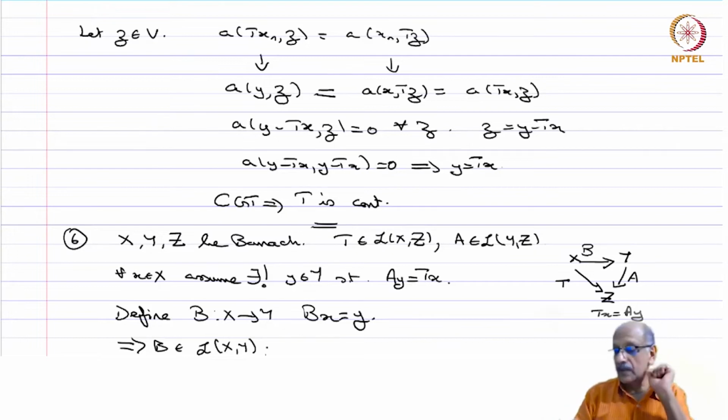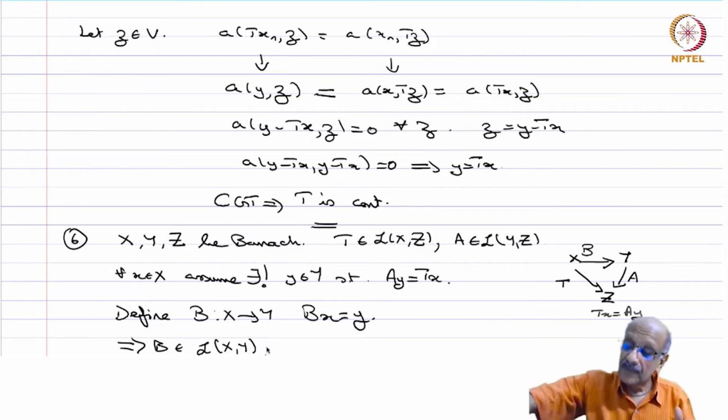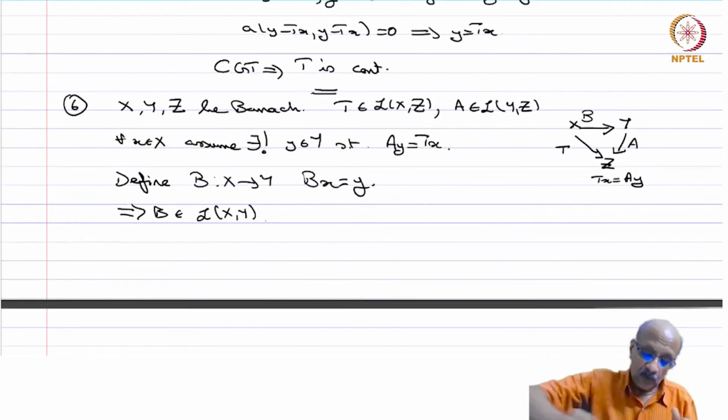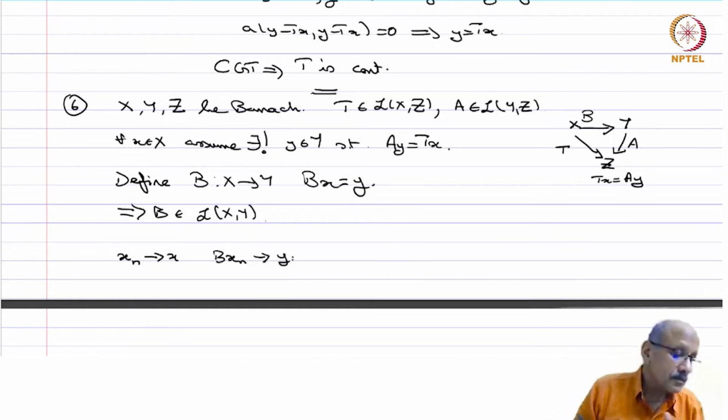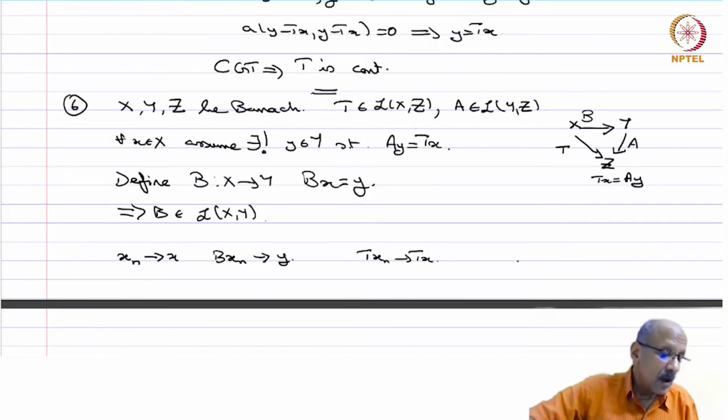B is a continuous linear operator. So B is linear, that's all, no problem. So we will just have to show continuity. Okay. So again we are going to use the closed graph theorem, one more application. So xn goes to x, and then you have Bxn goes to y. So xn goes to x, so Txn goes to Tx, and A of Bxn will go to Ay.